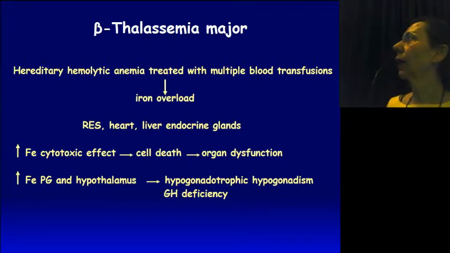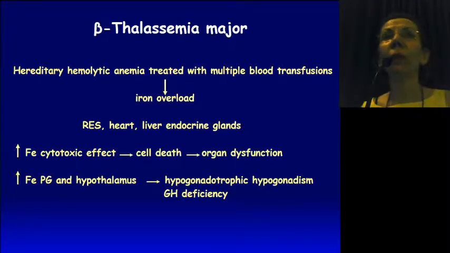Iron is deposited in different organs, in the reticuloendothelial system, in the heart, in the liver, and the endocrine glands. And of course, iron is important, but depending on the form of iron, it may be toxic. So it is toxic to the hypothalamus, it is toxic to the pituitary gland, and it is especially toxic to the cells producing growth hormone and gonadotropins. So those children, those patients, are suffering from growth hormone deficiency and hypogonadotrophic hypogonadism.